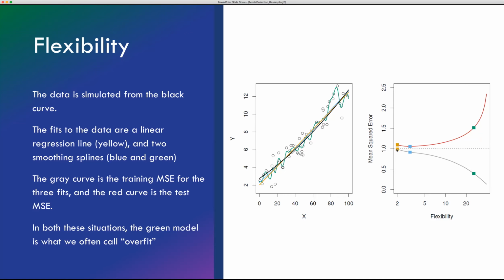So if you only focus on the training data, it's not giving you the truth. You might make the decision that this wiggly green curve is the best. You should never use this training data set to evaluate a model, because this one is overfitted to your data. So we will talk about this overfit in a second.